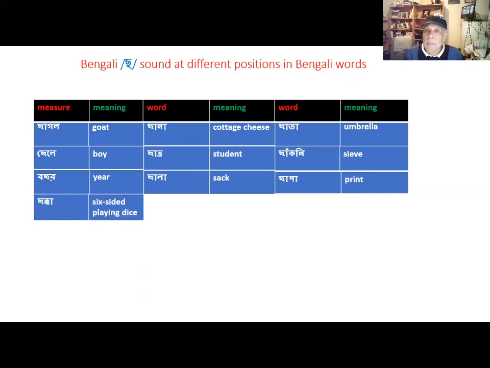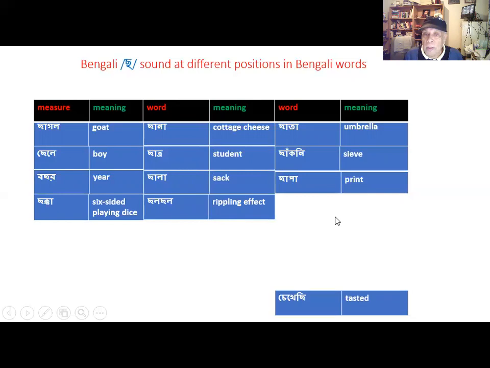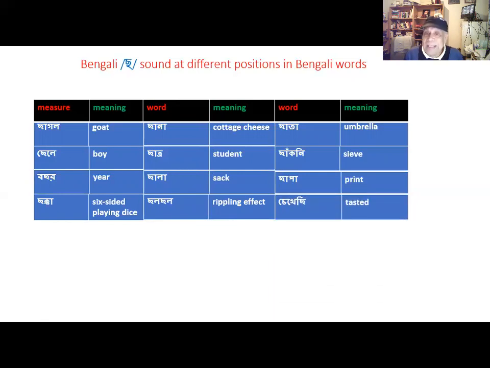Chhokka, a six-sided playing dice. Chhol chhol, rippling effect. Pani chhol chhol korche. Chhol chhol kore. Chekhechhi, chhi at the end, word terminal position. Chekhechhi means I've tasted it. Ami chekhechhi.